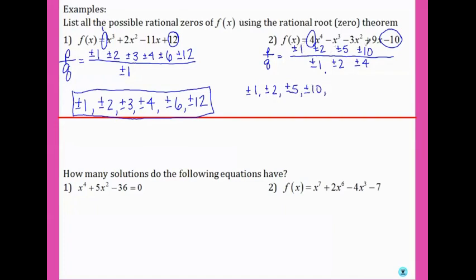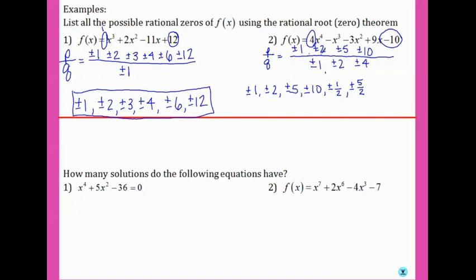Then we need to divide each of them by 2. 1 divided by 2 will be 1/2. 2 divided by 2 is 1, which is already on our list, so we don't need to write it again. 5 divided by 2 would be 5/2. 10 divided by 2 would be 5, which is already on our list.